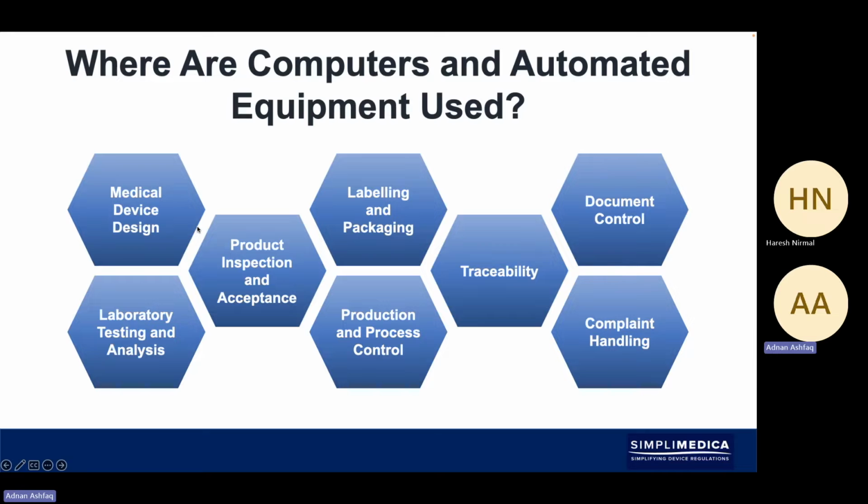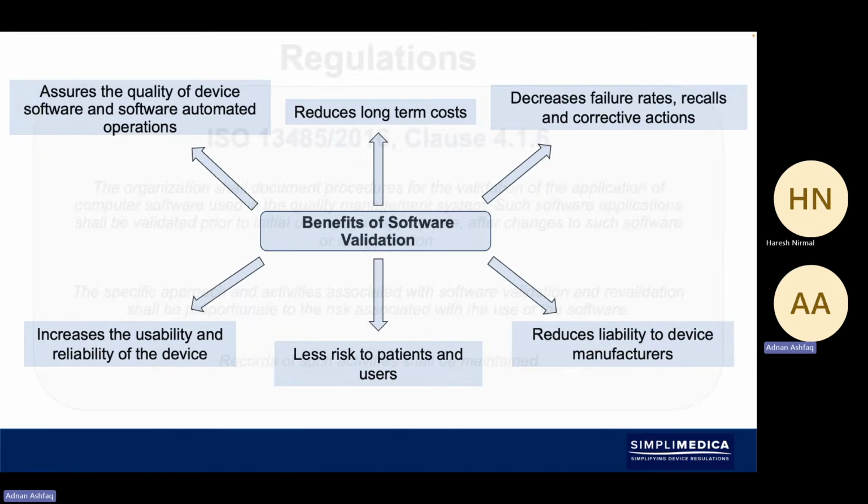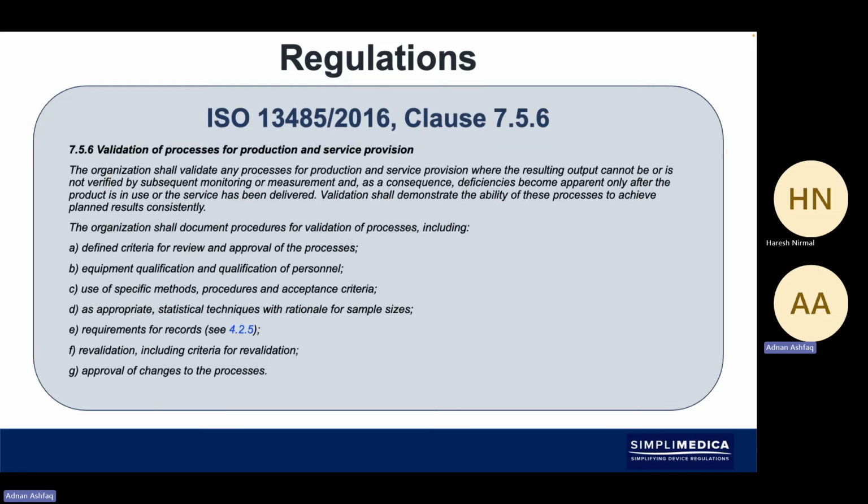So you have to make sure that you follow the same process that we're about to have a look at now. As I said, 4.1.6 covers those types of software, whereas 7.5.6 looks specifically at the validation of processes for production and service provision. This is quite a large clause where it requires the organization to validate processes for production, where this is seen to be more as your process validation.